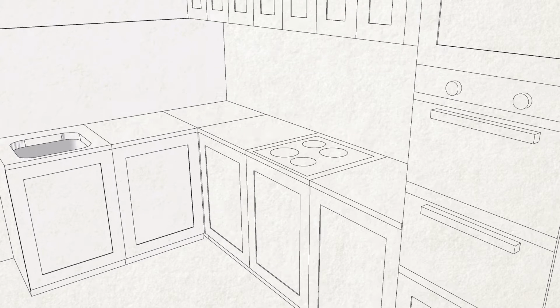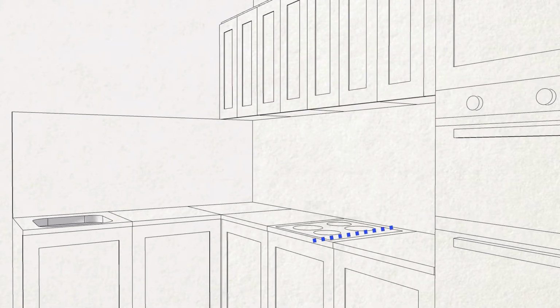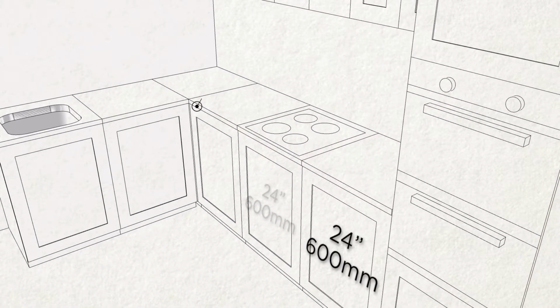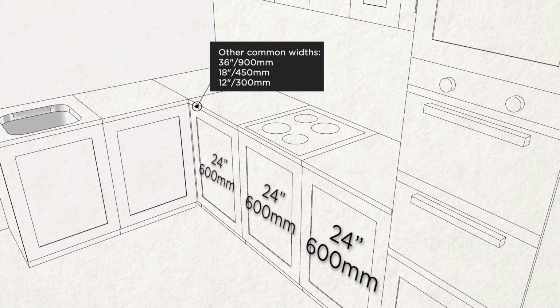A countertop depth is almost always 24 inches or 600 mm. It's almost always the standard for both off-the-shelf and bespoke kitchen designs. The cabinet widths, most usually 24 inches or 600 mm, but they do come in narrower and wider widths.